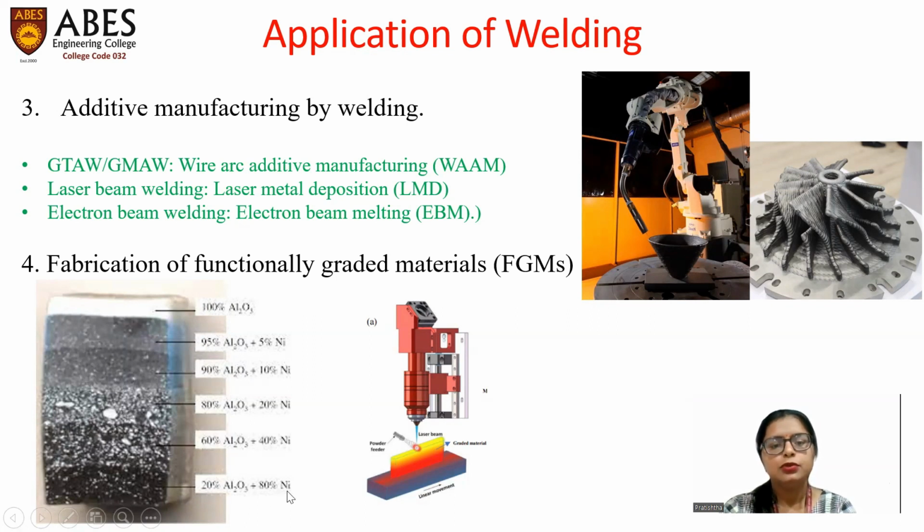The powder of Al2O3 and nickel is deposited here, and with the help of the laser beam it is melted and fused here, and that's how, in a layer by layer fashion, by varying the composition with the help of this powder feeder, we can produce this FGM.